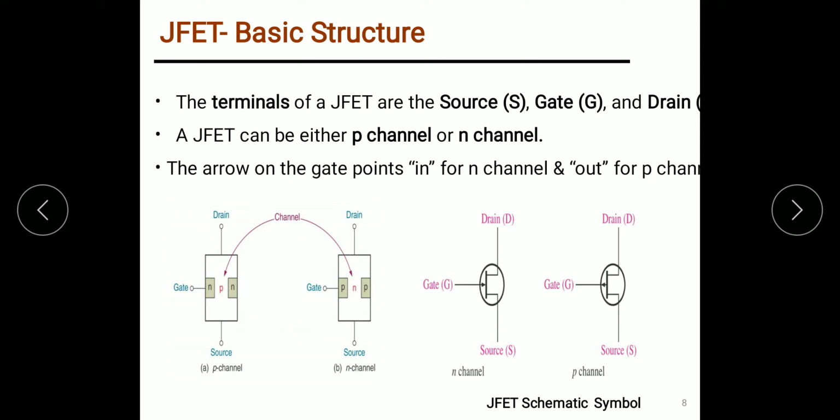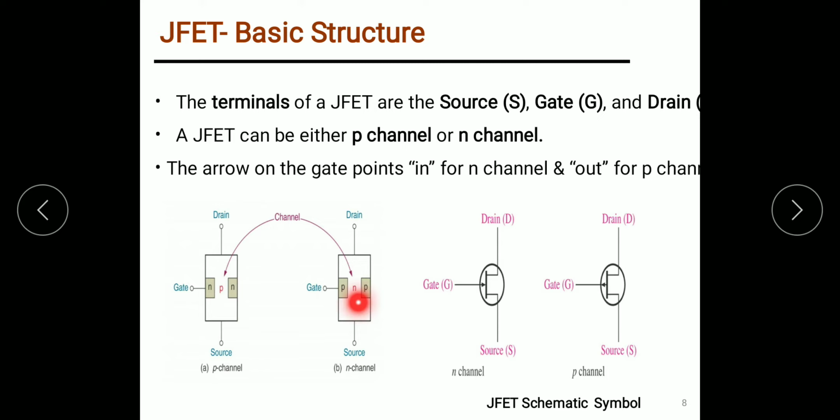So let's begin. We have studied the basic structure of JFET, that is junction field effect transistors. It has three terminals: source, gate and drain. A JFET can be either P channel or N channel. As you can see here in this diagram, this is P channel JFET because the P substrate is there and two N type gate terminals are there, which are connected to form a single terminal here, and drain and source are connected to either side of this P channel substrate.